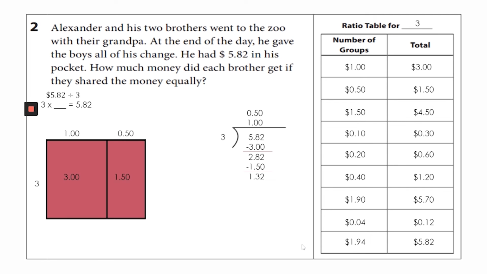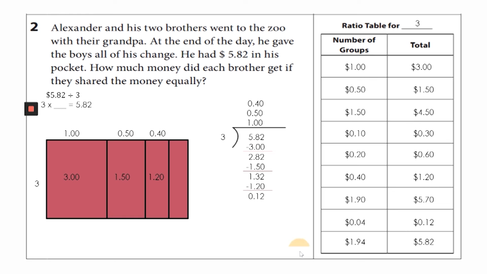Okay, where did we go next on our ratio table? 40 cents, right? That was our next helpful amount. And 40 cents times 3, that was $1.20. Okay, so 40 cents times 3, $1.20. Take it away. We still need to divide up 12 more cents.